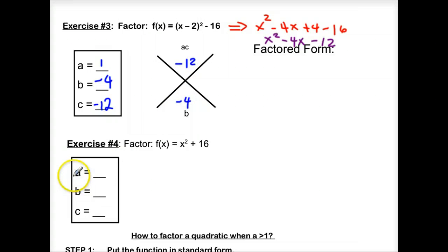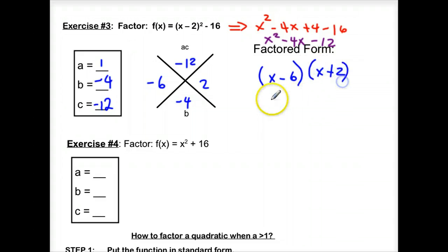So I want to think of two numbers. When I multiply them, I get negative 12, and when I add them, I have to get negative 4. So those numbers are negative 6 and positive 2. Negative 6 times positive 2 is a negative 12. Negative 6 plus positive 2 is a negative 4. So because my a is 1, all I need to write in factored form is x minus 6 and x plus 2. And that's my trinomial factored.